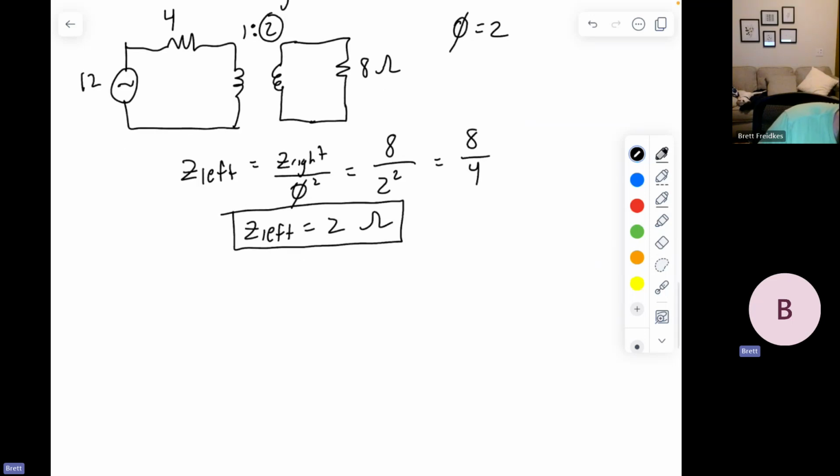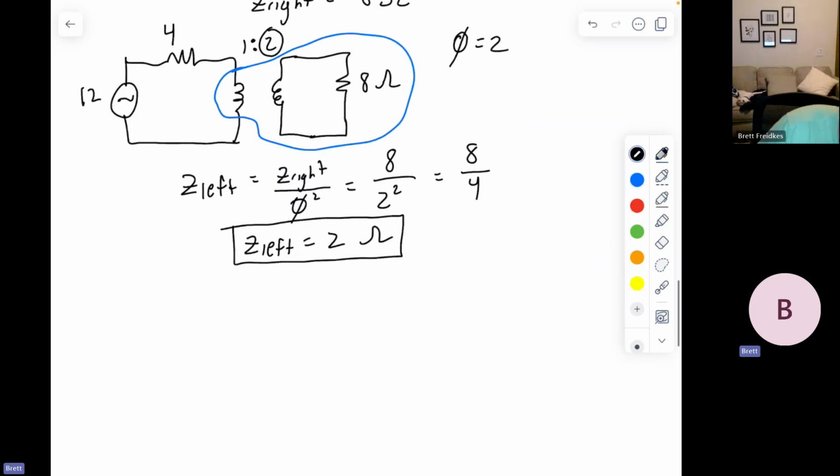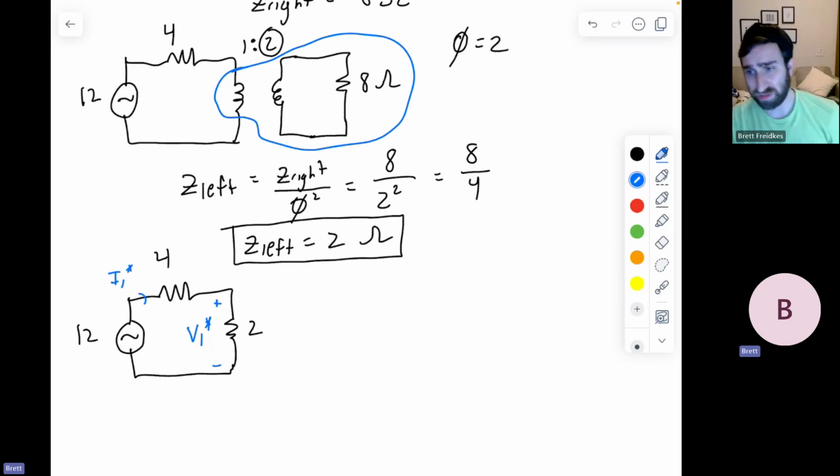So what I'm going to do now is replace this whole thing with just a 2 ohm resistor. So this is 4, this is 2, and this is 12. The voltage drop across the 2 ohm resistor is V1 star, and the current that's flowing through it is I1 star. I don't really care about the current in this problem. You could use the current if you wanted to, but this is probably good enough.